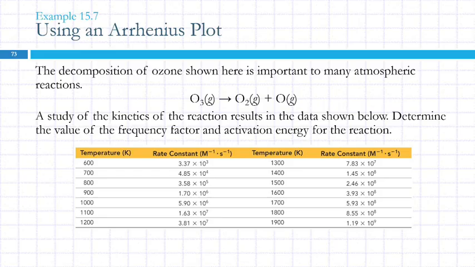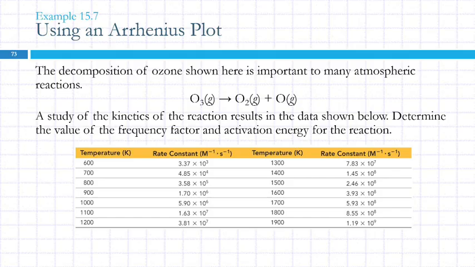Okay, so let's look at an example. The decomposition of ozone, O3 going to O2 plus O, is important in a lot of different atmospheric reactions. So they studied the kinetics of this reaction, and they measured the rate constant at a bunch of different temperatures. And these are temperatures in Kelvin. This is saying, find the value for the frequency factor and the activation energy for this reaction.